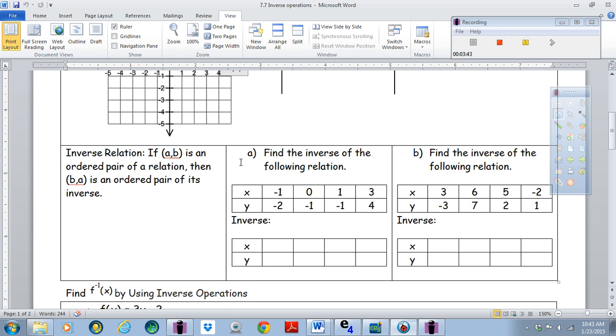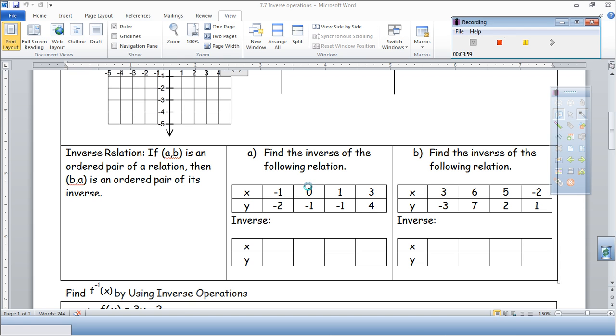Okay, inverse relation: if (a, b) is an ordered pair of a relation, then (b, a) is an ordered pair of its inverse. So the inverse is you just switch the x and y values. Find the inverse of the following relation. Here's my relation: when x is negative 1, y is negative 2. When x is 0, y is negative 1. When x is 1, y is negative 1. When x is 3, y is 4. The inverse then would be negative 2 for x and negative 1 for y. So just flip these.